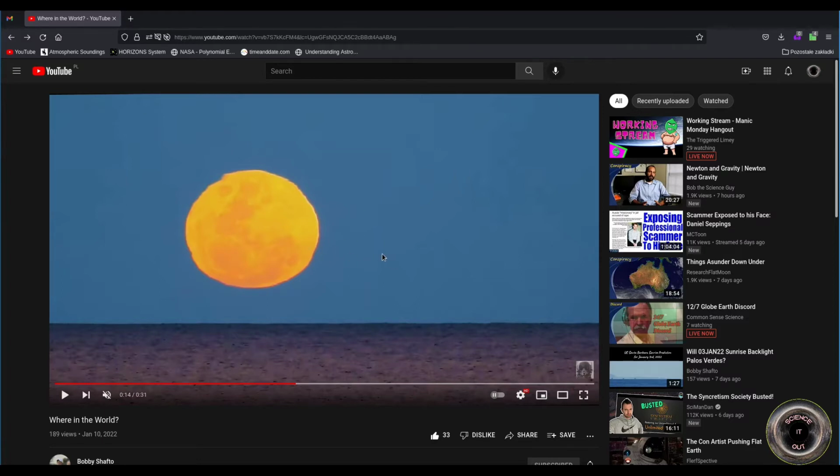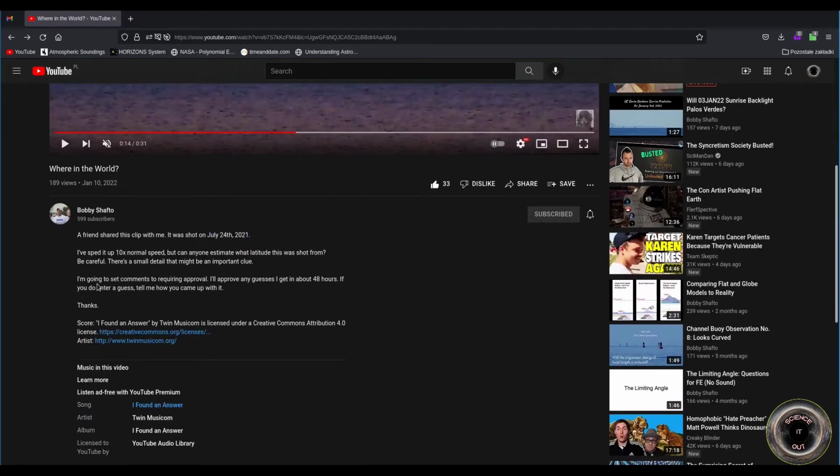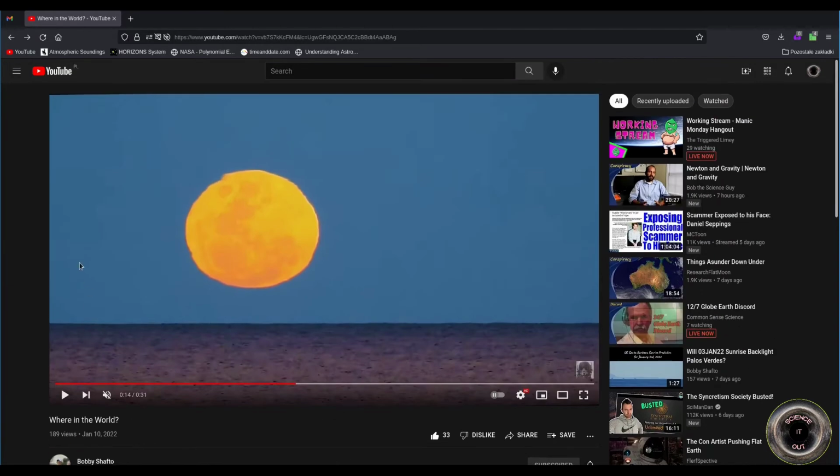That's the orientation at moonrise, not moonset. This is actually moonrise played backwards. And taking that into account, this had to be recorded on the southern hemisphere, as the moon rises to the left. Note that Bobby even warned us to be careful, because there is a small detail that might be important. This was it.